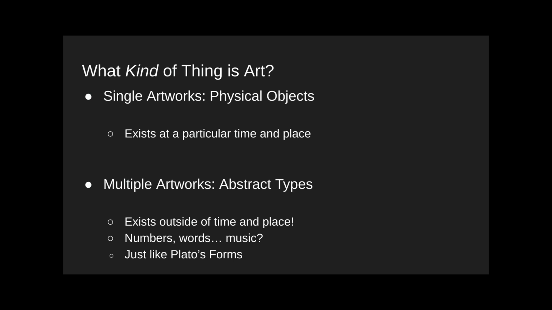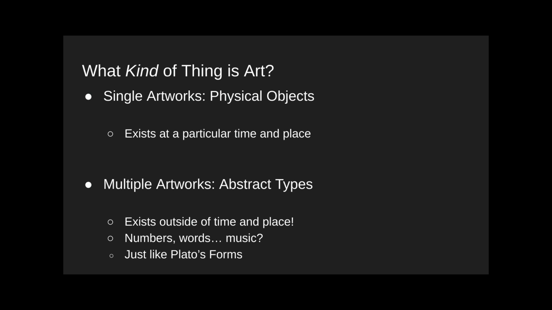So one theory is to say, well, look, for these single artworks, like an individual painting like the Mona Lisa or the Night Watch, there it seems safe to say that those just are physical objects, these things that exist at a particular time and a particular place. They can move around to different places, but they always are located in both time and space.